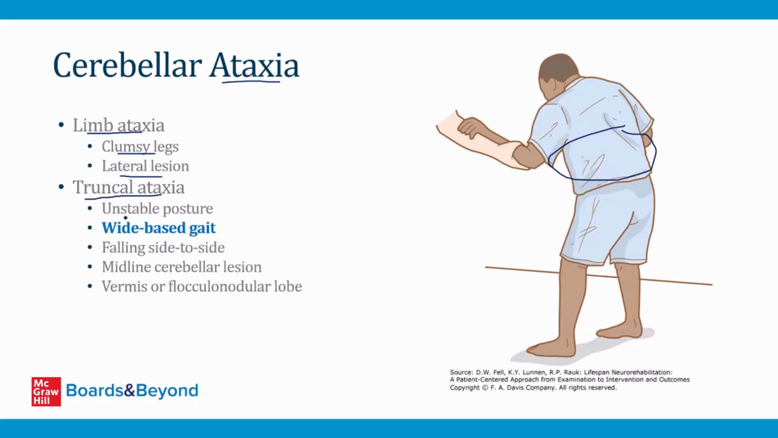These patients have an unstable posture overall. They typically adopt a wide-based gait. This is to try and keep them balanced when they're standing. They can fall from one side to the other. And truncal ataxia, as I've already mentioned a few times, comes from a midline cerebellar lesion, often a lesion of the vermis or the flocculonodular lobe.